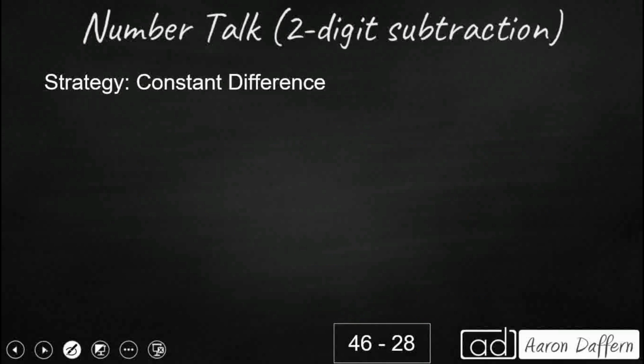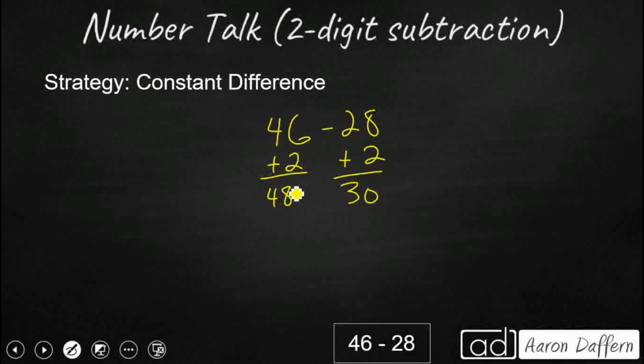Now, another strategy we can use is called constant difference, and it's kind of like what we did with compensation. So we're going to take our 28, we're going to say, you know what, let's add 2, let's make that 30. That'd be such an easier problem. But if we want to keep a balanced expression, did you know that we can also add that same 2 to our minuend? And that's going to get us 48.